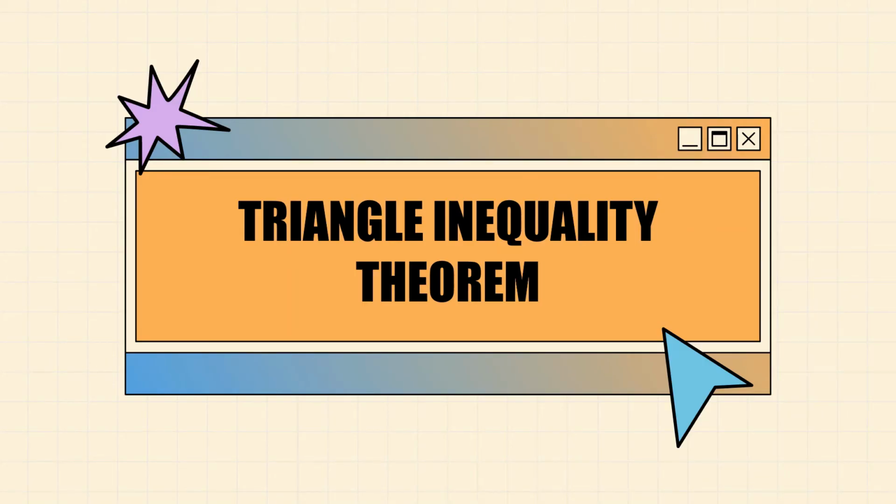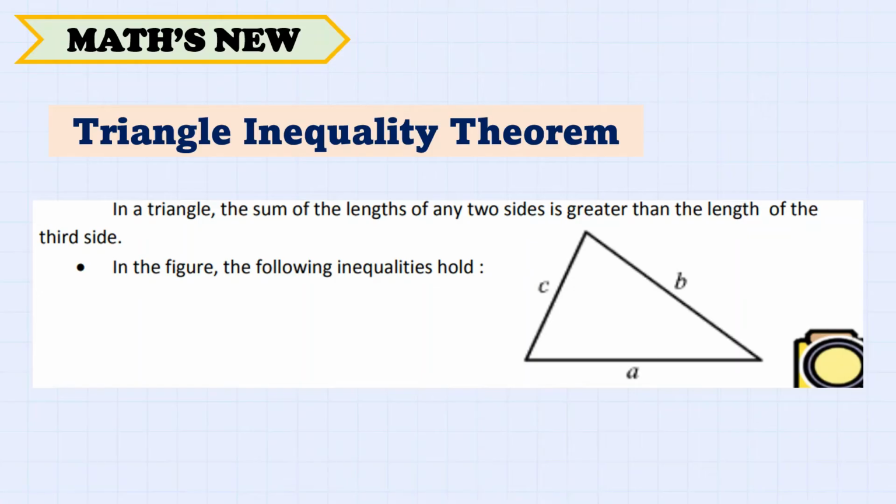Let us move on to the triangle inequality theorem. The triangle inequality theorem states that in a triangle, the sum of the lengths of any two sides is greater than the length of the third side. In the following figure, the following inequalities hold. We have here a triangle, and the measures of its sides are C, B, and A. So side C, side B, and side A are the measures of the sides of the triangle.